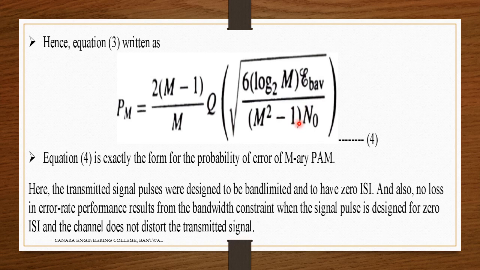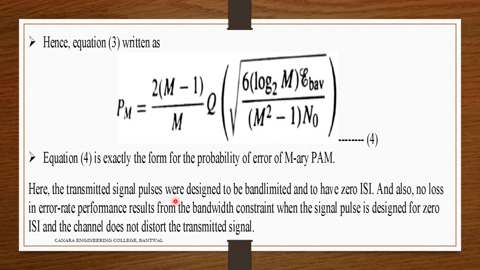This is exactly the form of the probability of error of the M-array PAM. So if you have solved this M term, you will definitely get the M-array PAM result that we have derived earlier. Actually it is not in the syllabus, but when we go beyond the syllabus and look for the probability of error for M-array PAM, we get this kind of terms here.